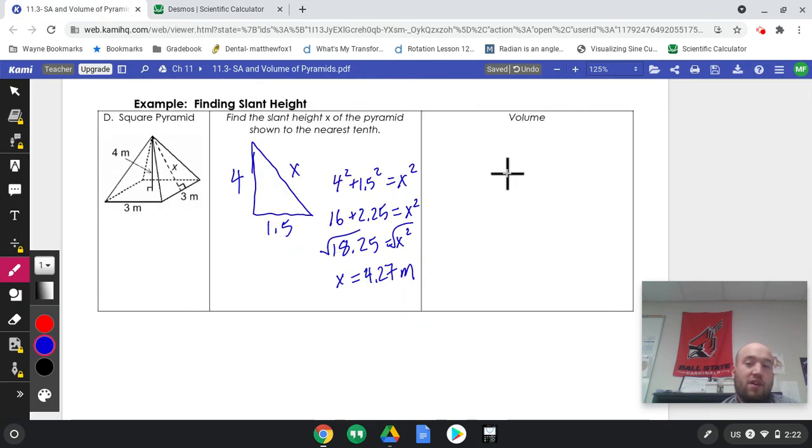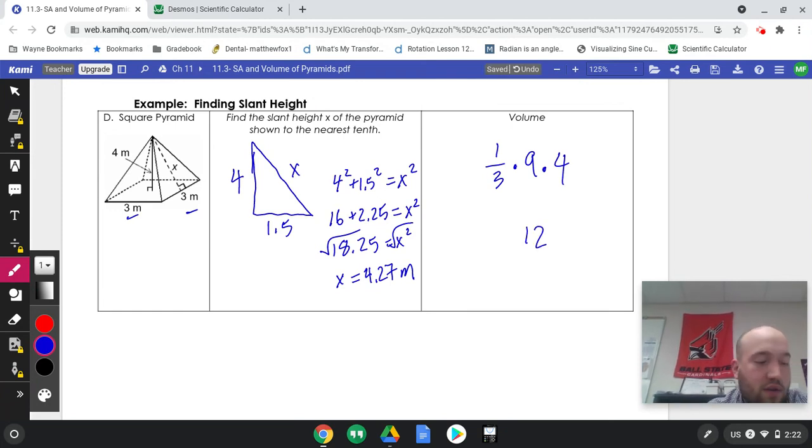So, final thing, if we need to find the surface area, we could use that to find the surface area. This last part, it just asks us for the volume. So that's 1/3 times the area of the base. Area of the base, we got a 3 here, a 3 here. 3 times 3 is 9. Times the height of the whole shape, which is 4. 1/3 times 9 times 4. It's going to give us 12. And our label will be meters cubed.